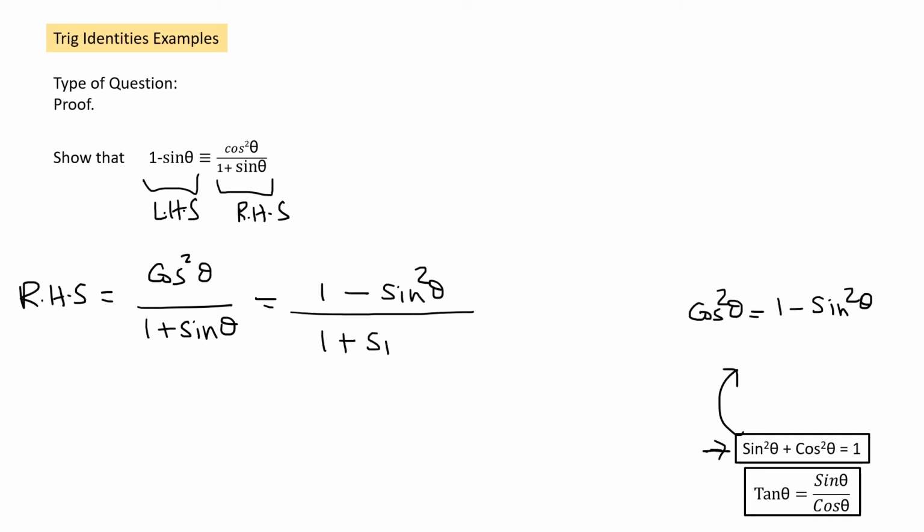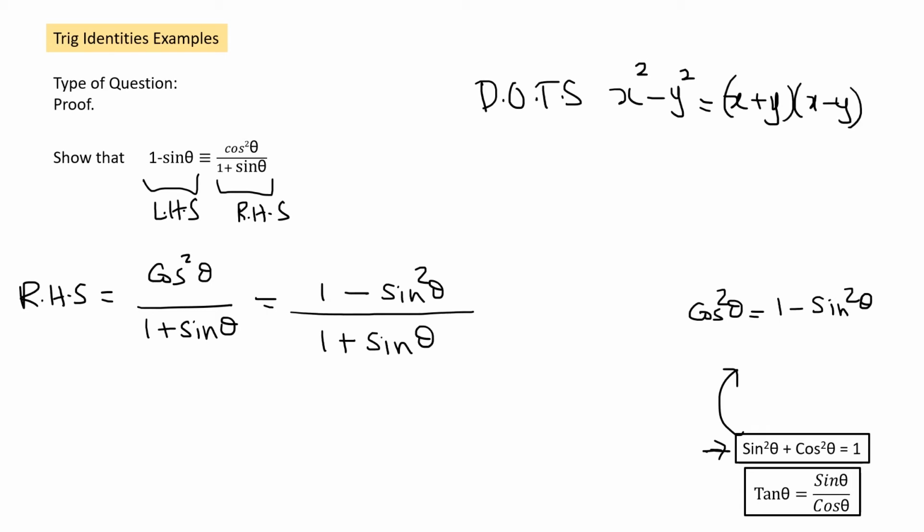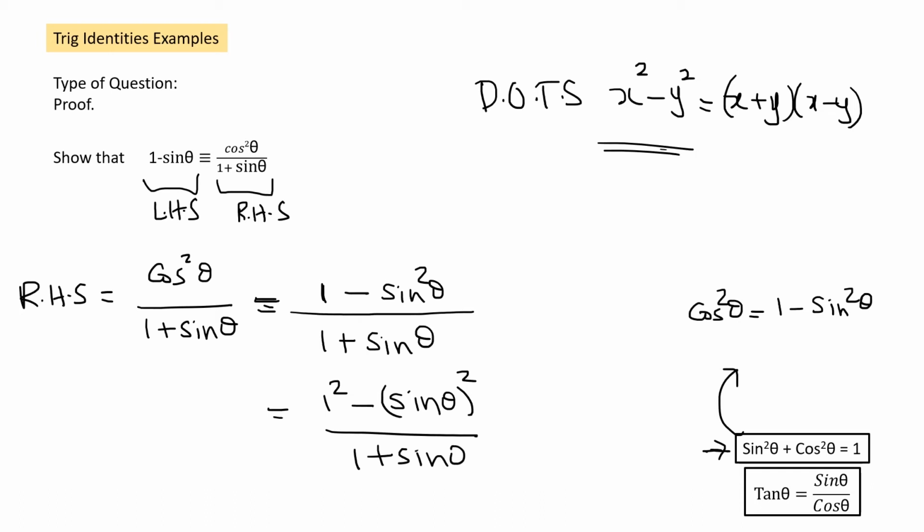1 plus sine theta. If you remember the difference of two squares from your GCSE, x squared minus y squared means x plus y and x minus y. We can use the same difference of two squares formula to simplify this equation. 1 minus sine square theta we can write as 1 squared minus sine theta squared over 1 plus sine theta.